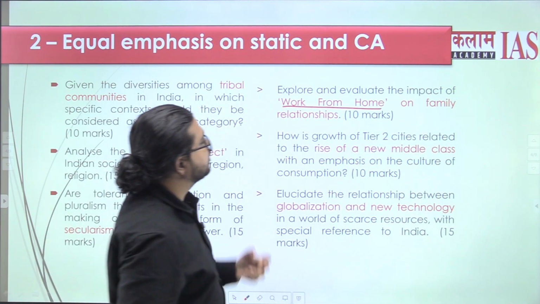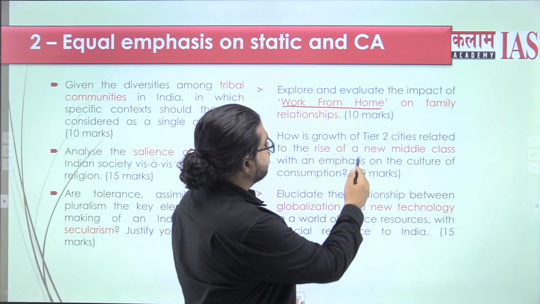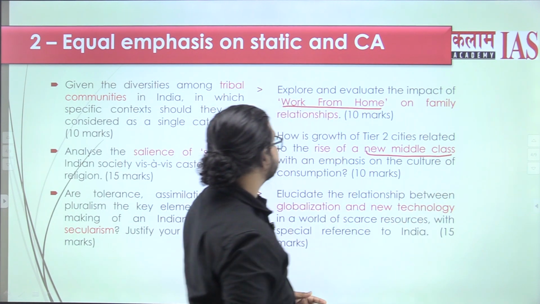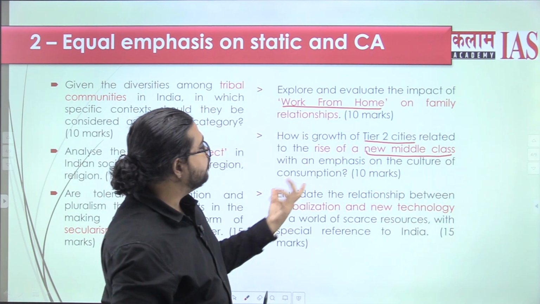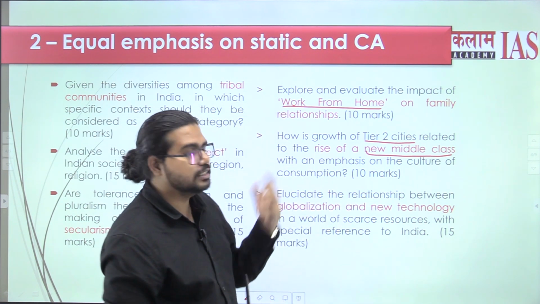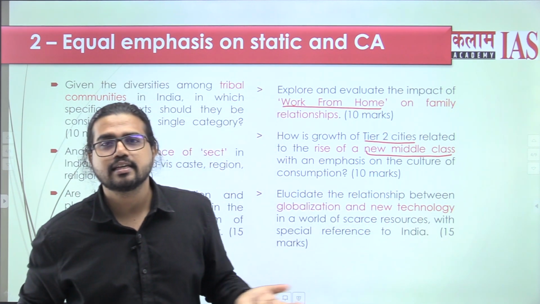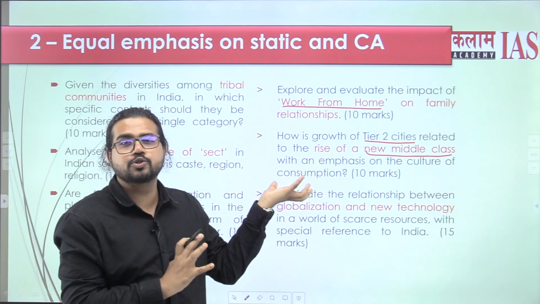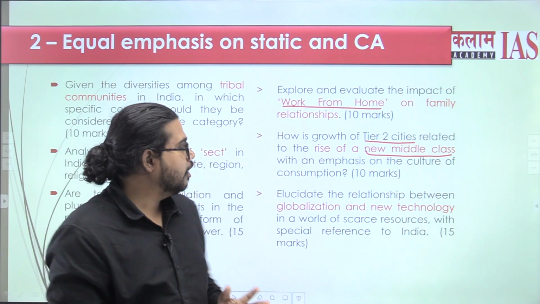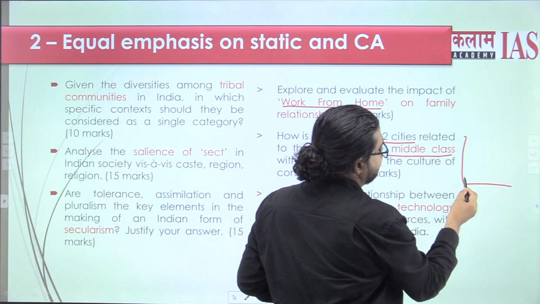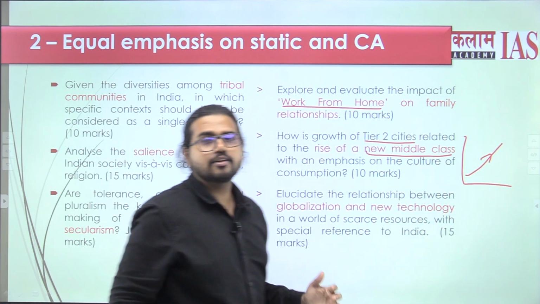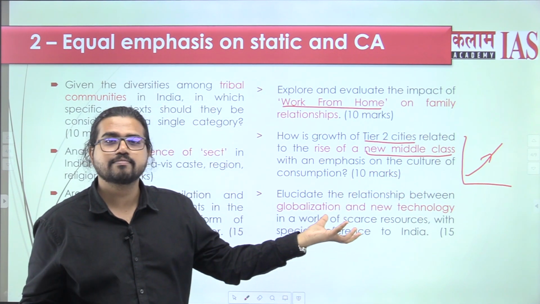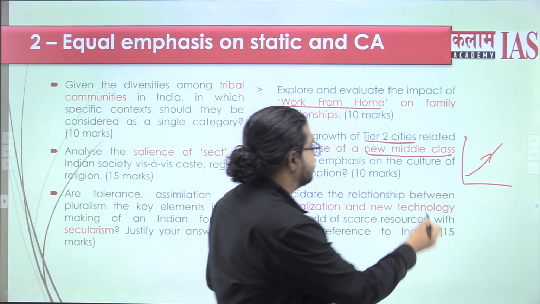Secondly, the next question you can see is on the growth of Tier 2 cities related to the rise of the new middle class, with an emphasis on the culture of consumption. What can you infer from this? I'm again emphasizing the importance of the newspaper. If you read the newspaper, after COVID, India is experiencing an accelerated phase of very high growth. And there are articles on where this growth is coming from. This growth is coming from higher consumption.